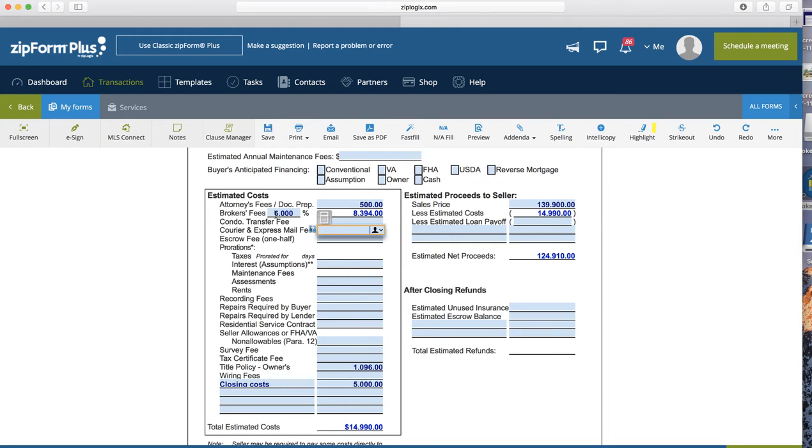Obviously, the commission's here. If you had a lower commission, you could put in a 5 or a 4.5 or something like that. If for some reason you're using a flat fee commission, like $3,000, say, you would erase this amount and you could just type in $3,000 down here and put RE commission, and it'll subtract.